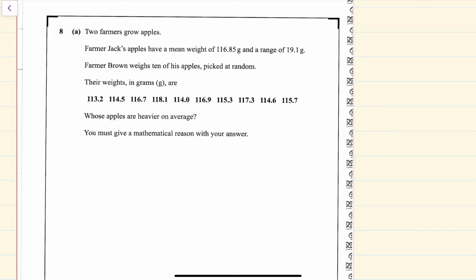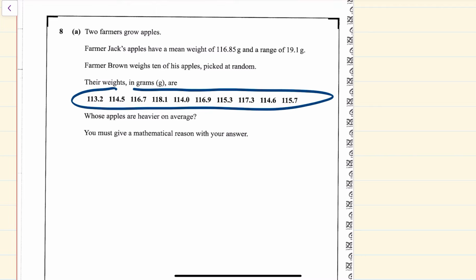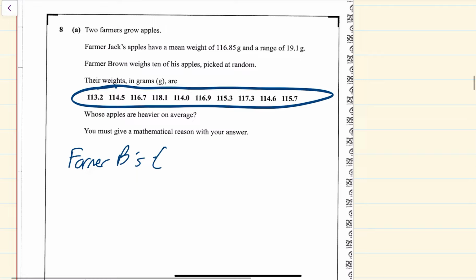Question 8. 2 farmers grow apples. Farmer Jack's apples have a mean weight of 116.5 grams and a range of 19.1. Farmer Brown weighs 10 of his apples picked at random. Their weights in grams are given. Whose apples are heavier on average? Okay, right. Let's add up all Farmer Brown's. We'll say Farmer B's total then. So we just add those all up.